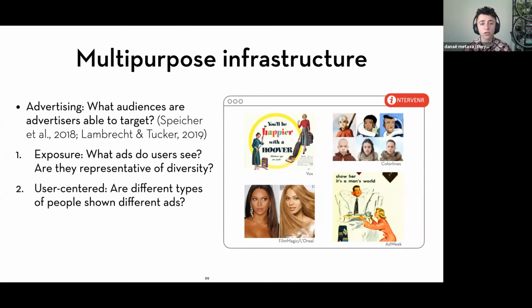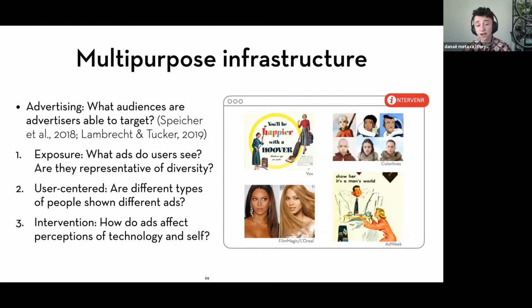Second, Intervenor will deploy to a group of real users, and it will collect the ads that they're shown across all the websites they visit, allowing us to study those repeated exposures in the context of the user's own demographics, to understand, for instance, whether people of different races or genders are shown significantly different ads or affected by ads differently. And finally, we can also experimentally change the ads that people see to causally demonstrate the effect that these kinds of ads have on people's perceptions of technology and of themselves.